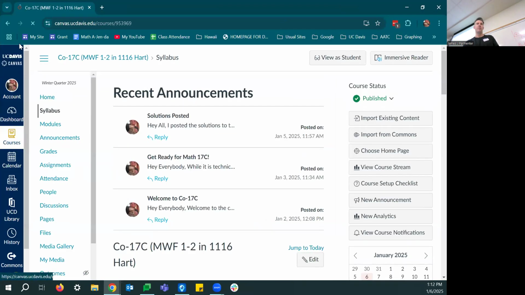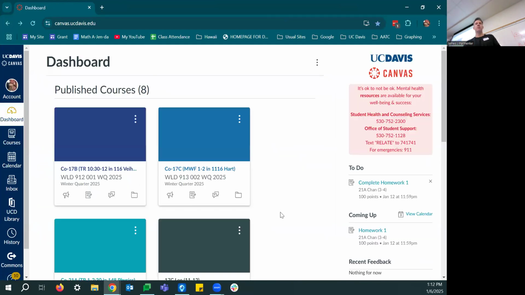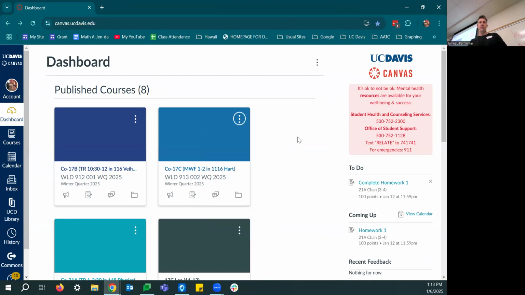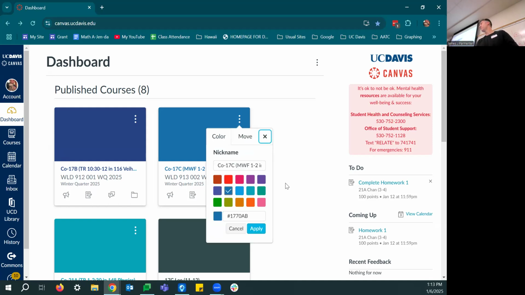Oh, actually, wait, one more thing. This is something I can show everybody, just in case you didn't know. You can modify what it says right here in your Canvas if you want to. So you can click the little dots there and then change the nickname. I like to write the class time and place often. As you see, mine shows Monday, Wednesday, Friday, 1 to 2 in 1116 Hart Hall. And you can also change the color if you want a different color. So just so you know.